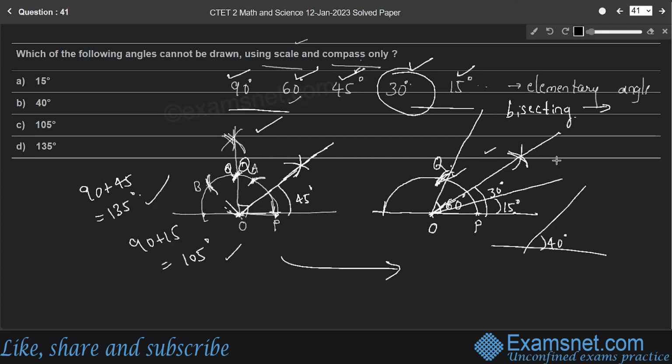So if you subtract 90 degree from any other angle, or 60 degree from 90 degree, you won't get 40 degree, right? Therefore, you cannot directly draw 40 degree angle using only compass and scale, right? So you need protractor for that. Therefore, option B. 40 degree angle cannot be drawn using only scale and compass. You need protractor for that. Hence, option B is the answer.